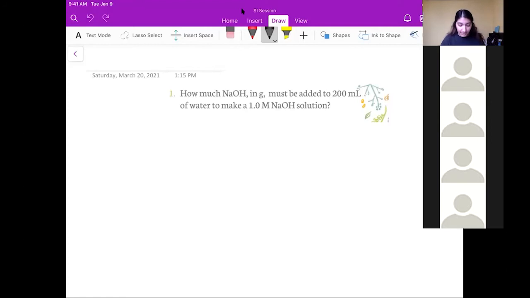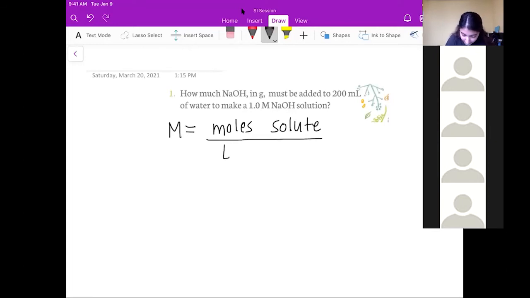So this problem says, how much NaOH in grams must be added to 200 milliliters of water to make a 1 molar NaOH solution? So this is just a molarity problem. So can someone tell me what the formula for molarity is? Moles over liter, yeah. So molarity equals moles solute over liters of solution. So is there any of these variables so far that we can fill out based on what the problem gave us?